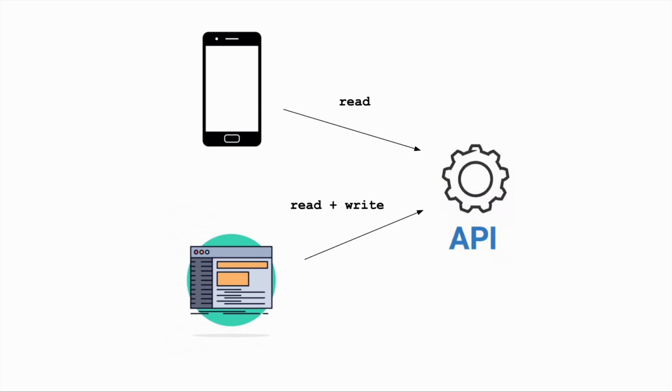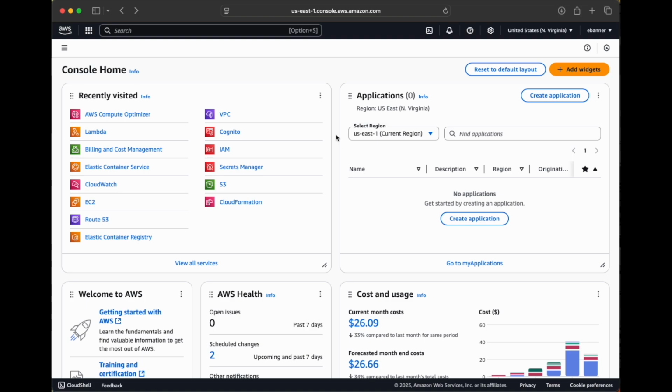By the end of this video, you'll know exactly how to create a resource server with custom scopes, attach different scopes to different app clients, and work around Cognito's quirks to get everything working properly. So let's dive in and get this set up. Let's go over to Cognito.